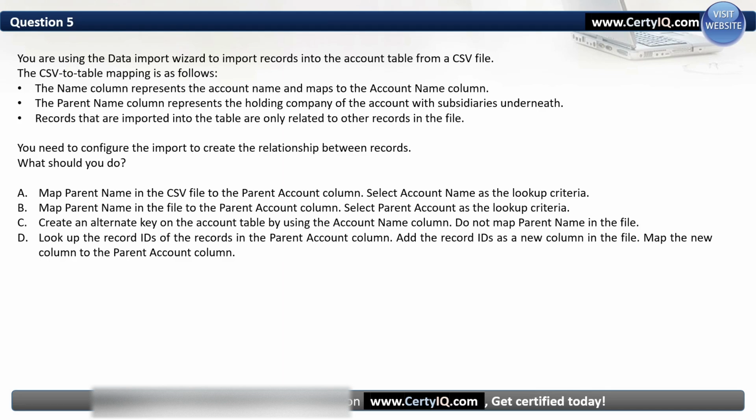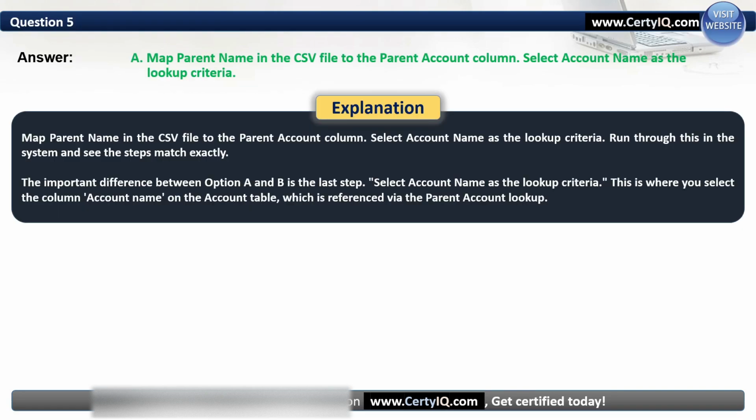The correct option is A. Map parent name in the CSV file to the parent account column. Select account name as the lookup criteria. Run through this in the system and see the steps match exactly. The important difference between option A and B is the last step: select account name as the lookup criteria. This is where you select the column account name on the account table, which is referenced via the parent account lookup.